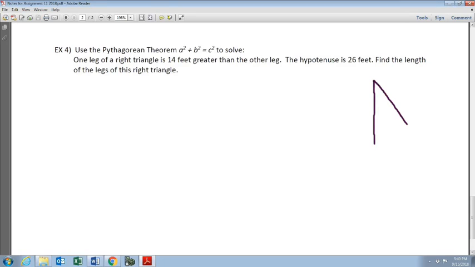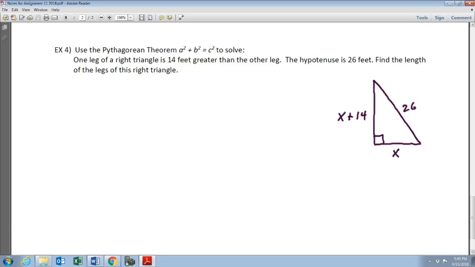So first of all, I'm going to go ahead and draw a right triangle. Now, these sides here are what we call the legs, and this is what we call the hypotenuse. So basically, if you square each of the legs and add them, that's equal to the hypotenuse squared. So let's call the shorter leg x. One is 14 feet greater than the other, so if this is our shorter leg, the other one's 14 more than that. And of course our hypotenuse is 26.